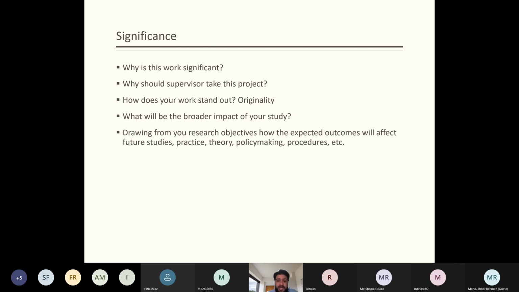From your research, how will the expected outcomes affect future studies, practice, theory, policy making, procedure, etc.? These are all the things that you need to mention, or maybe some of these, how your study is going to affect these areas, and also you have to give a recommendation for further studies. Well, you cannot solve all the problems, so some part of it you have to leave for others. So you have to mention those in your significance section.